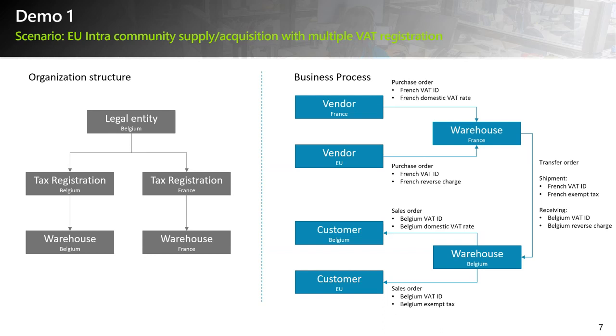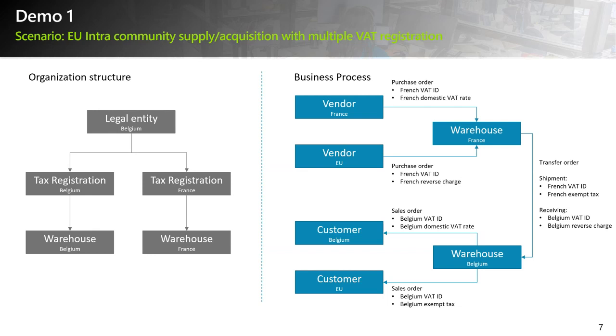the details of the scenario of intercommunity supply and acquisition with multiple tax registrations. So we have one legal entity located in Belgium, and this legal entity has VAT registrations in Belgium and in France, and it also holds warehouses in both these locations. So the background of this business process is that the legal entity purchases goods from a French supplier to their warehouse in France, and from an EU vendor to their warehouse in France.